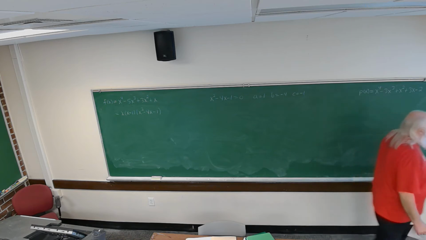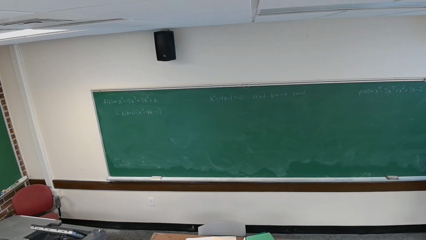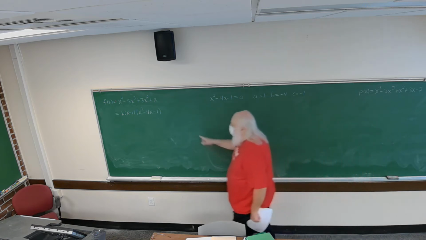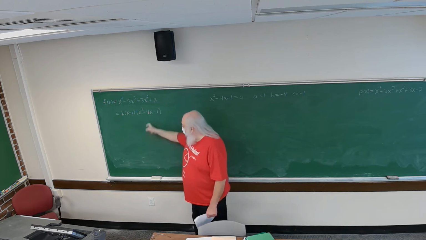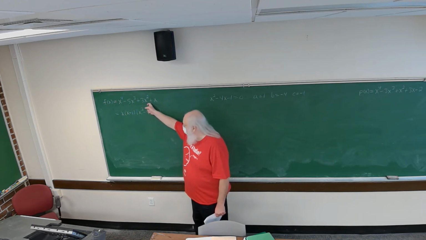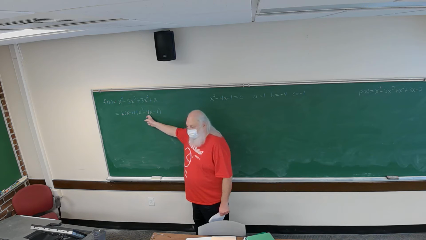We had just completed doing synthetic division, dividing this third degree polynomial by x minus 1, and the quotient was x squared minus 4x minus 1. So our fourth degree polynomial is now factored into x times x minus 1 times this quadratic. And so to find the last two zeros of our fourth degree polynomial, we have to set this quadratic equal to 0 and solve for x.